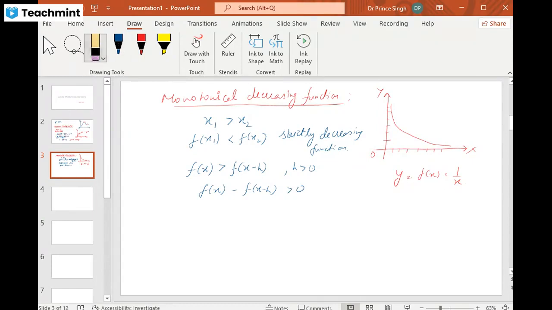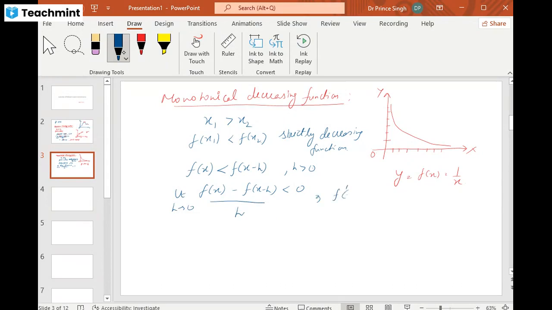Okay, so we have considered the reverse condition. So f of x should be less than f of x minus h, because if x1 is less than x2, then f of x1 is greater than f of x2, right? So it means that this condition is less than 0. But because h is greater than 0, if I divide it by h, the condition still remains the same. And if we apply the limit h tends to 0, then this is nothing but the derivative of the function.